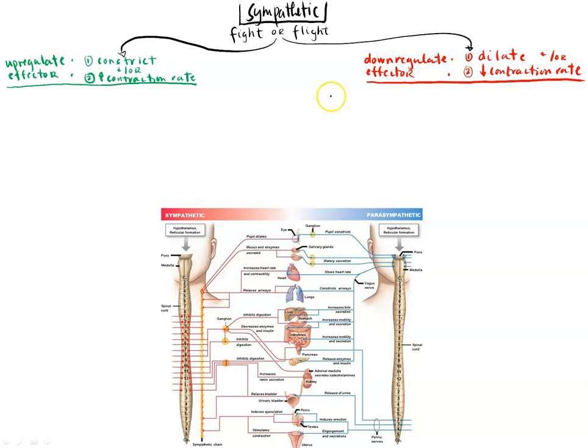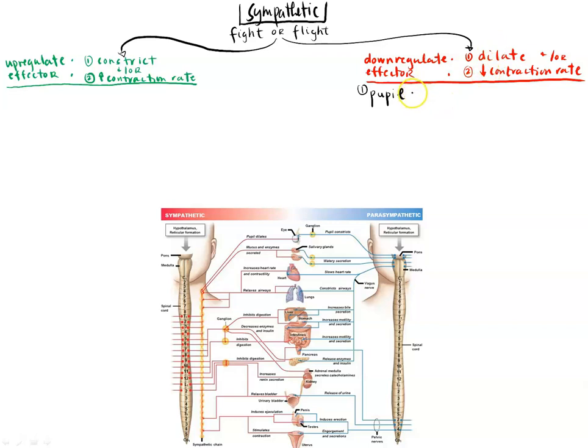So this is what's going to happen to our bodies, whether we decide to fight or run. The first thing, with the pupil, and I'm going to start numbering these in their order, is that when the sympathetic nervous system is turned on, it's going to downregulate the pupil. What that means is it's going to cause the pupil to dilate. Yes? And why do we want to dilate the pupil?